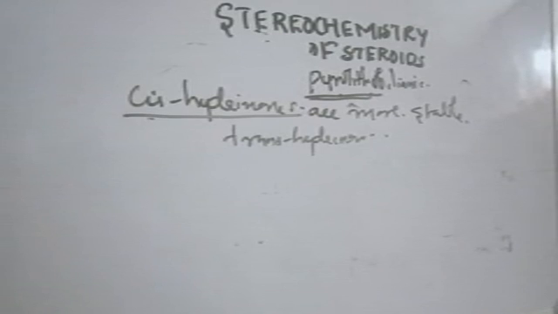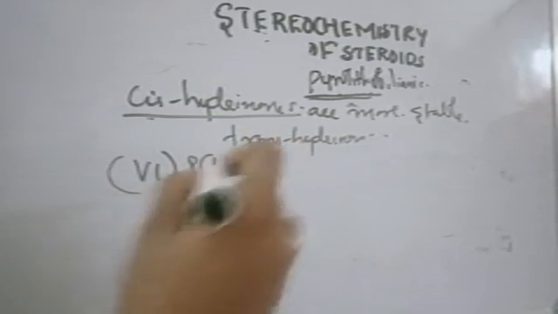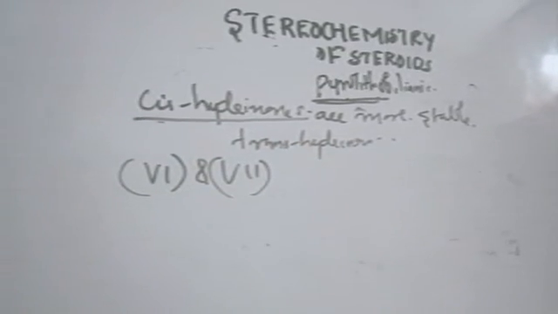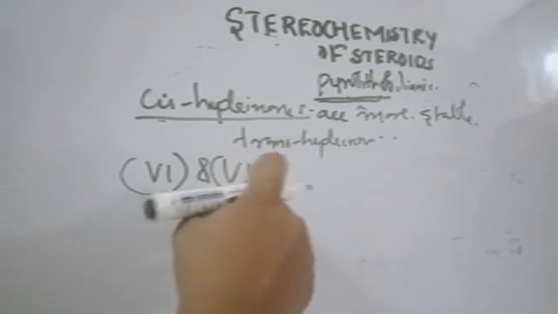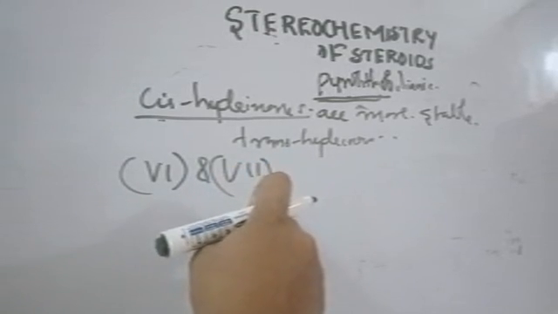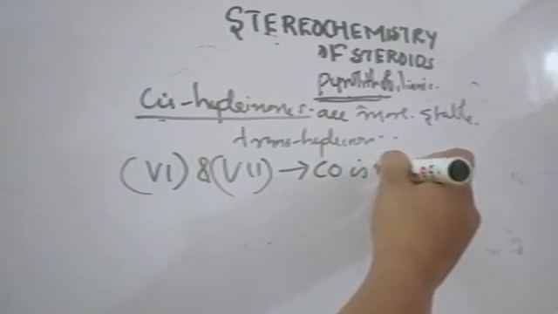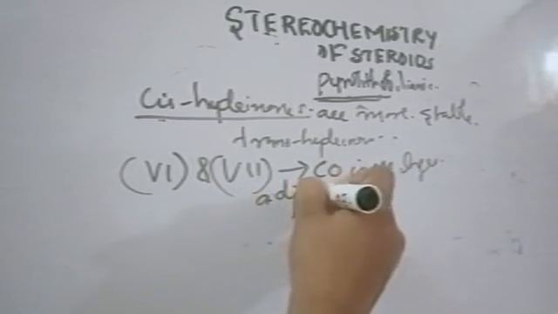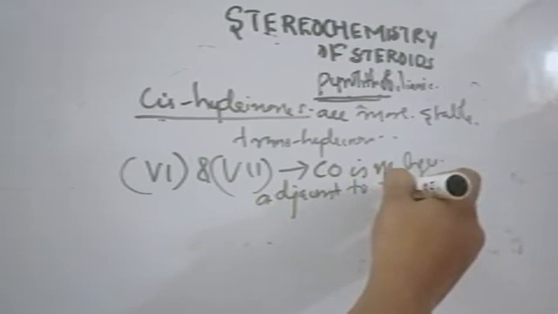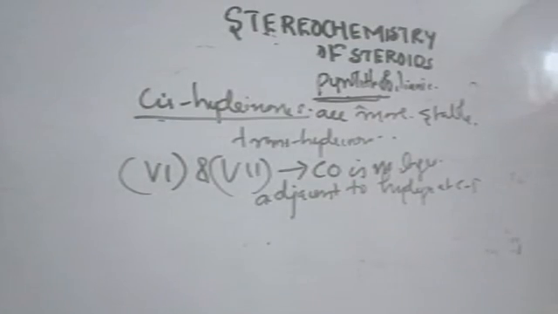And also in the structures, that is 6 and that is structure 7, the pyro forms of isolithobilyanic acid and alloisolithobilyanic acid. In these two, the carbonyl group, the CO group, is no longer adjacent to hydrogen at C5. So inversion of enol form is not possible.